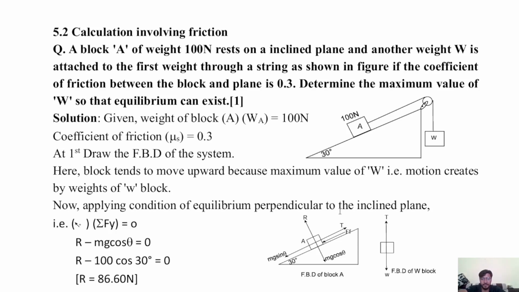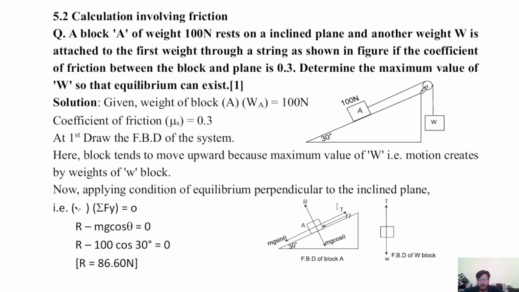And here are the calculations involving friction. The question is: block A of weight 100 Newton rests on an inclined plane, and another weight W is attached to the first weight A through a string as shown in the figure.